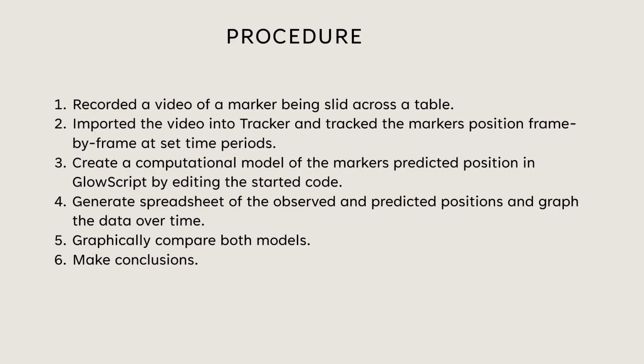So what did we do? First, we slid a marker across a table and recorded a video of it. Then we imported the video into Tracker and tracked the marker's position frame by frame. And then we created a computational model of the marker's predicted position in GlowScript by editing a standard code. Then we generated a spreadsheet of the observed and predicted positions, and we graphed the data over time. Then we graphically compared both models side by side, and we made conclusions.